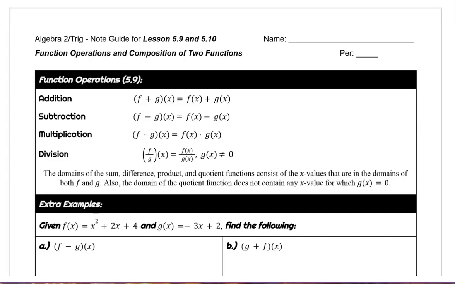Hi class. In this video today, we're going to be going over lessons 5-9 and 5-10. And I would like you to please make a change to what was printed on your note guide. It's a typo. For lesson 5-9 and 5-10, it should say we're covering function operations and then composition of two functions.